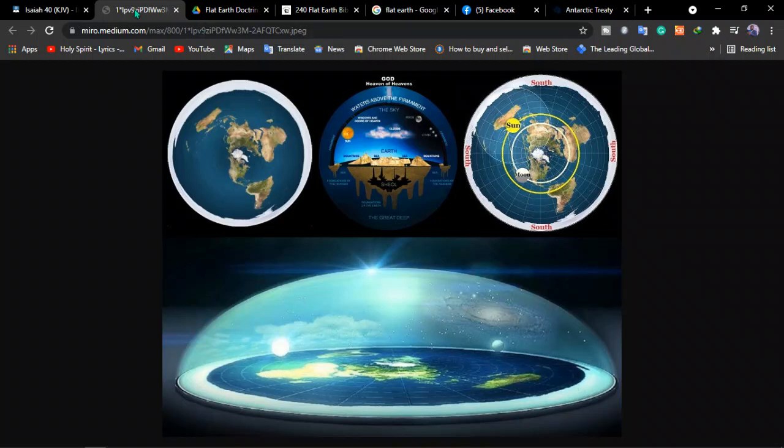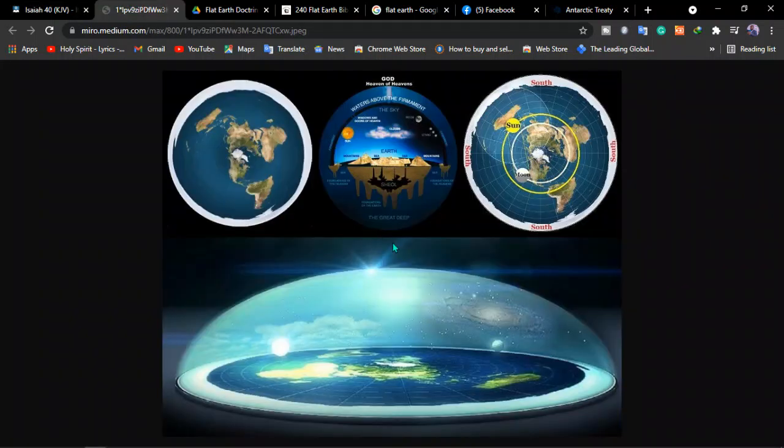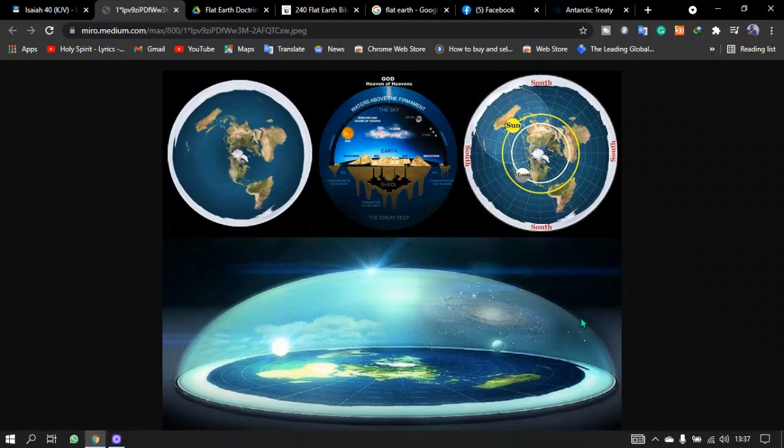And the inhabitants thereof are as grasshoppers. When God is sitting here, he sees us here like grasshoppers. We are very small here. He's sitting up here. So if he's looking down and seeing us here, then think about the circle kind of earth that they try to say. Do you mean now God is this side, this side, this side? So where is he looking us from? From which side of the sphere, if they say that? God is up here and is looking down upon the whole earth.